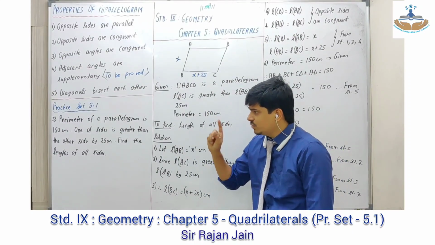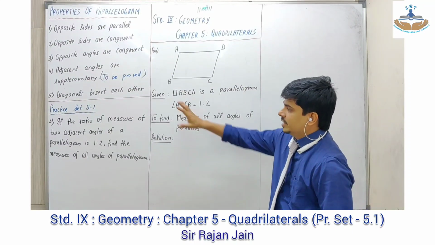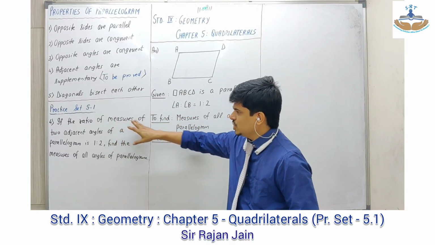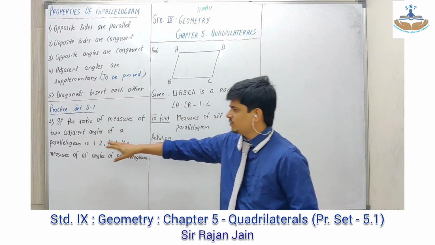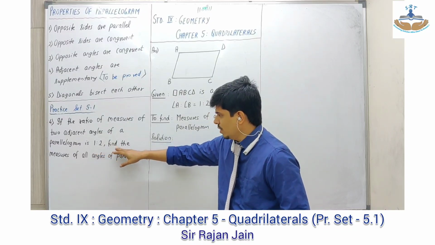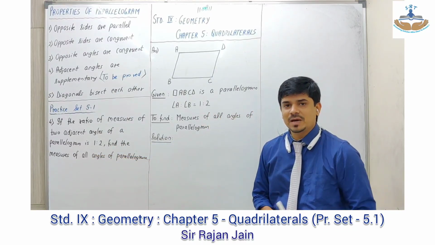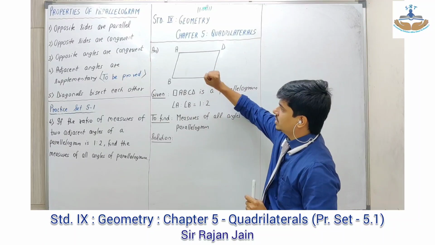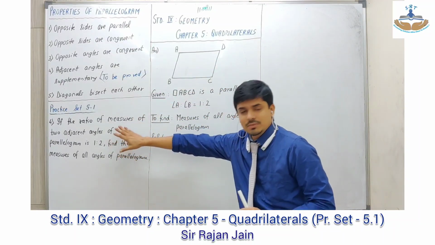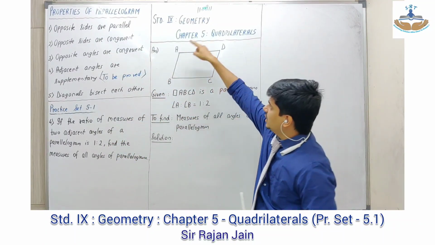Now go to question number 4. Okay. Now question number 4, if the ratio of measures of two adjacent angles of a parallelogram is 1:2, find the measures of all angles of parallelogram. एकदम simple sum है. Look here. Diagram, question में naming is not given. I have put up my own naming.